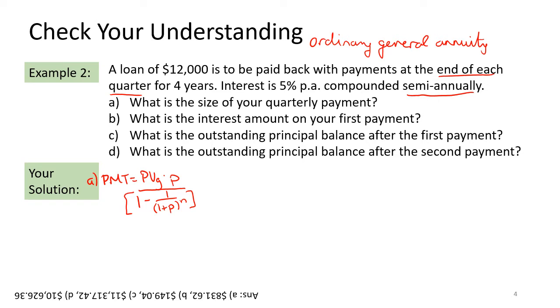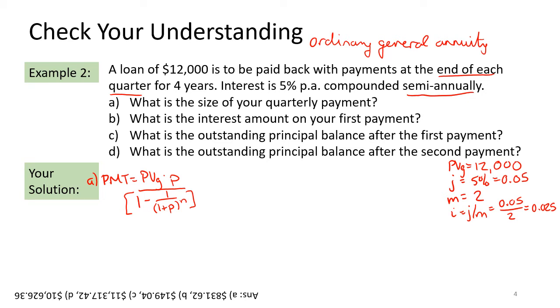So a couple items we know. The present value given in the question is $12,000. Our nominal rate of interest J is 5%, which is equal to 0.05. M, in this case, okay, interest is compounded semi-annually, so M is 2. So I is equal to J divided by M, or 0.05 divided by 2, which gives you 0.025.